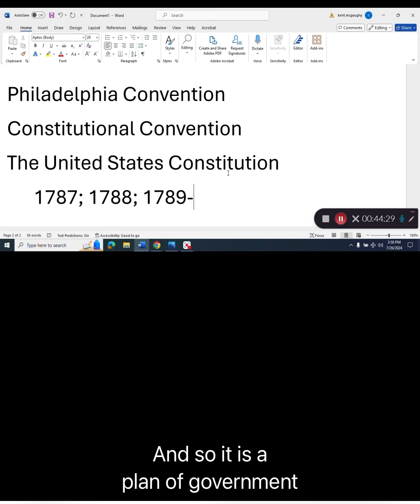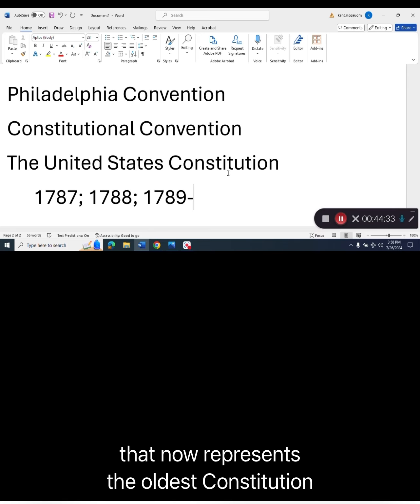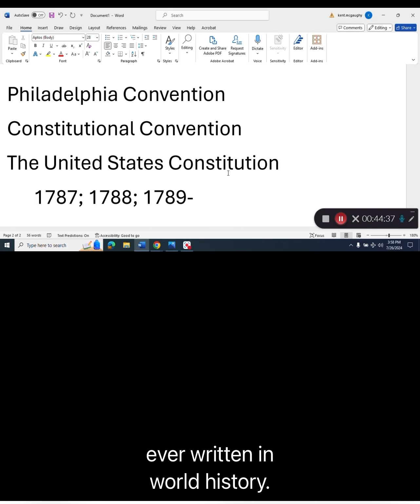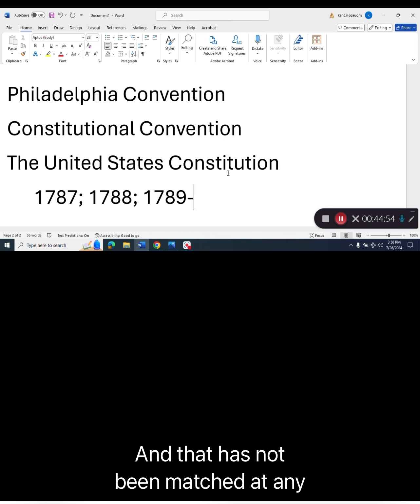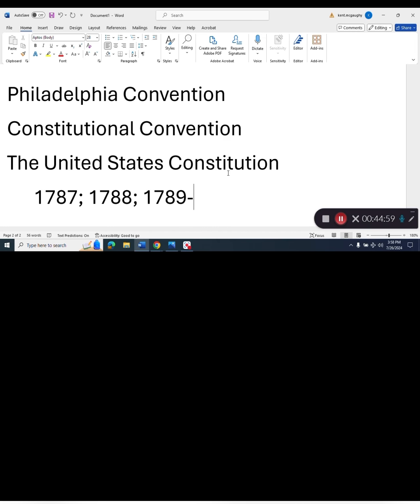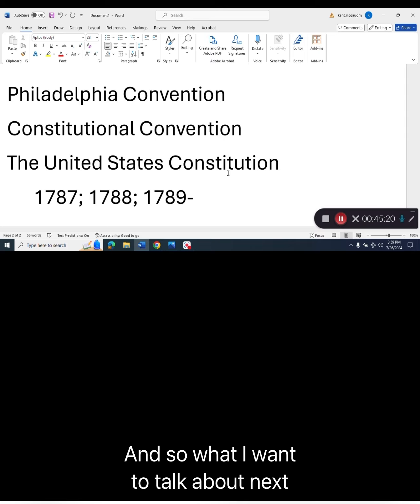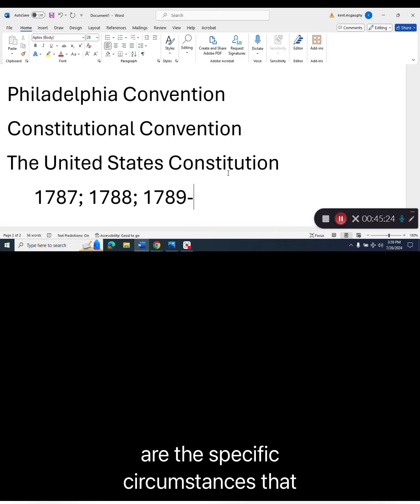And so it is a plan of government that now represents the oldest Constitution ever written in world history. It has created a government that has remained intact for over 200 years. And that has not been matched at any point in the history of the world. And that says something. That should tell us something about our Constitution. It works. Okay? And so, what I want to talk about next are the specific circumstances that allowed for the Constitution to occur.